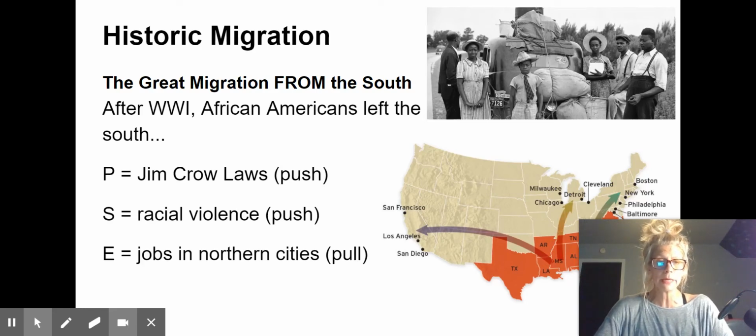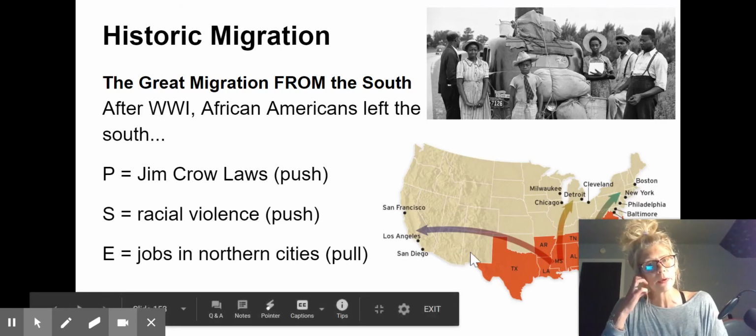And there's three main reasons for that we can apply to ESPM. A political reason is because these Jim Crow laws, which were discriminatory against African Americans and also brought on a lot of violence, pushed African Americans out, and they went up north. You can see that on the map there. They went up north, and then they went out west, seeking jobs.